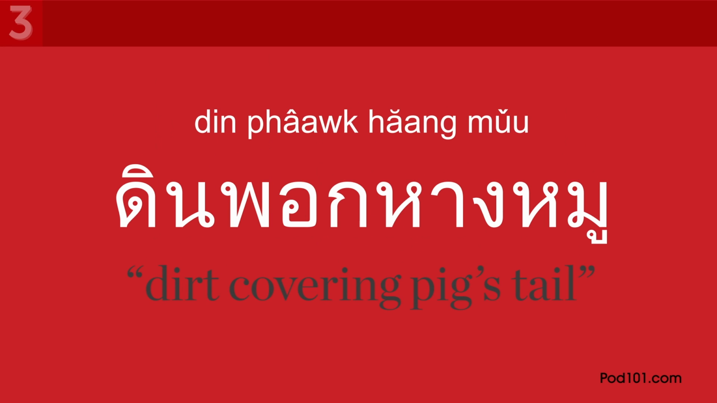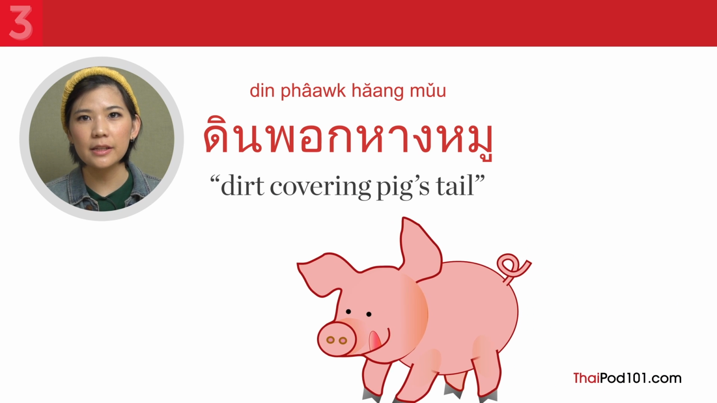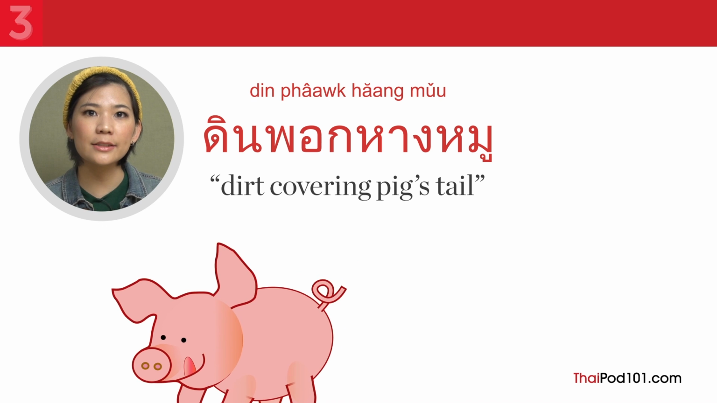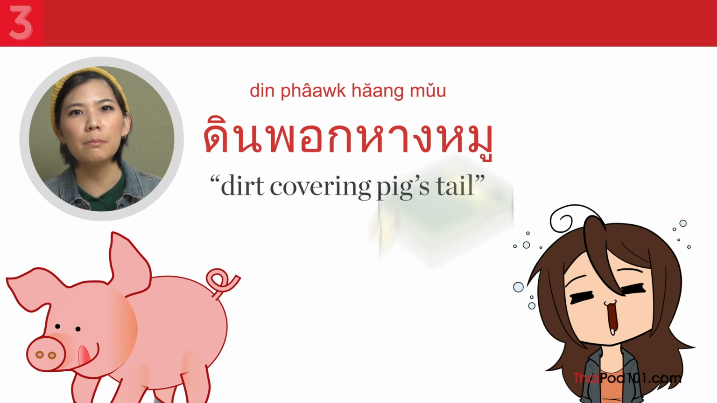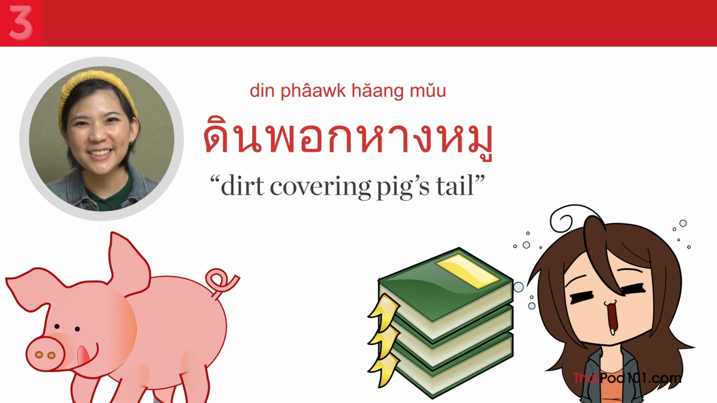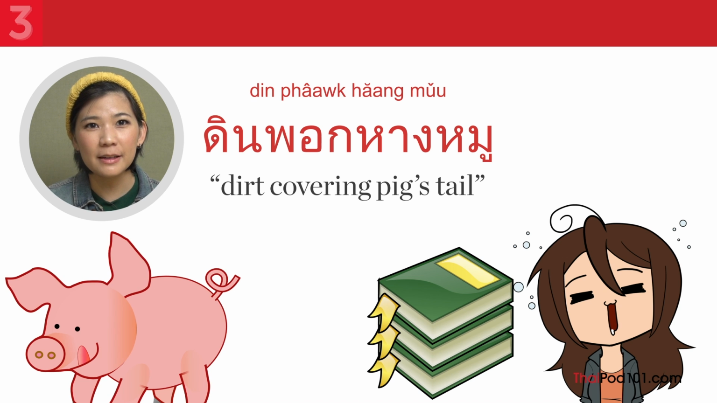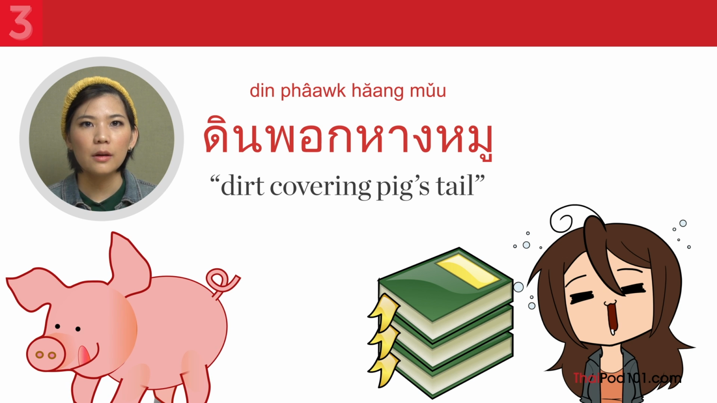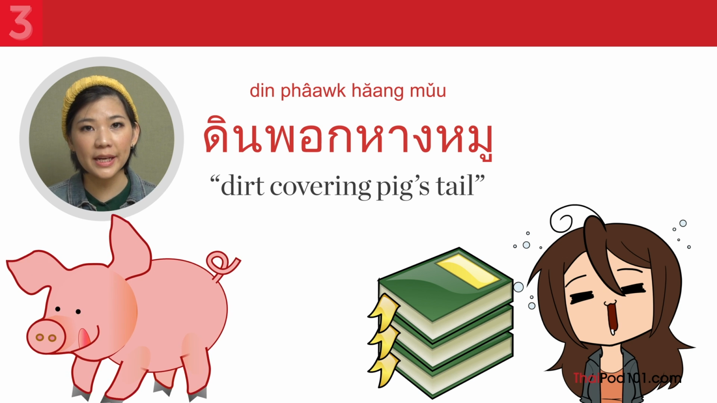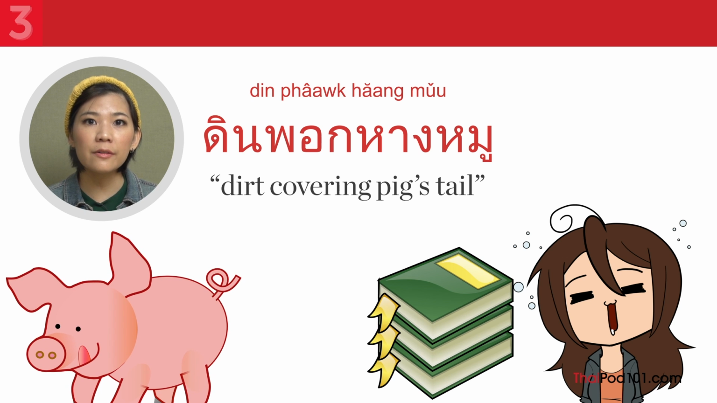The third idiom is ดินพอกหางหมู Literal meaning, dirt covering pig's tail. This idiom is used to describe someone who likes to procrastinate and build up more and more work along the way, so that in the end, it's hard for them to accomplish the task. We compare this behavior to pigs, as a pig will roll around in the mud all day long and build up so much mud on its tail that in the end, the pig can't move its tail.